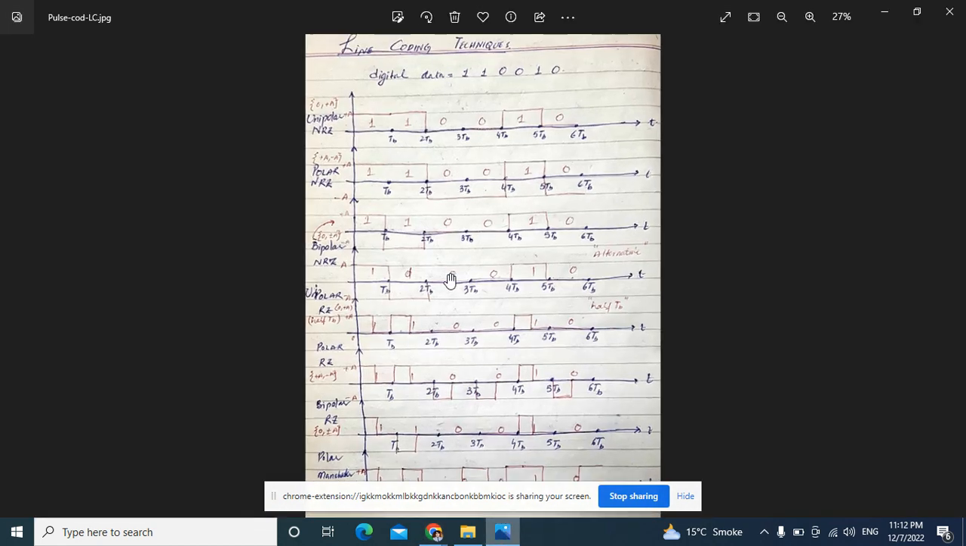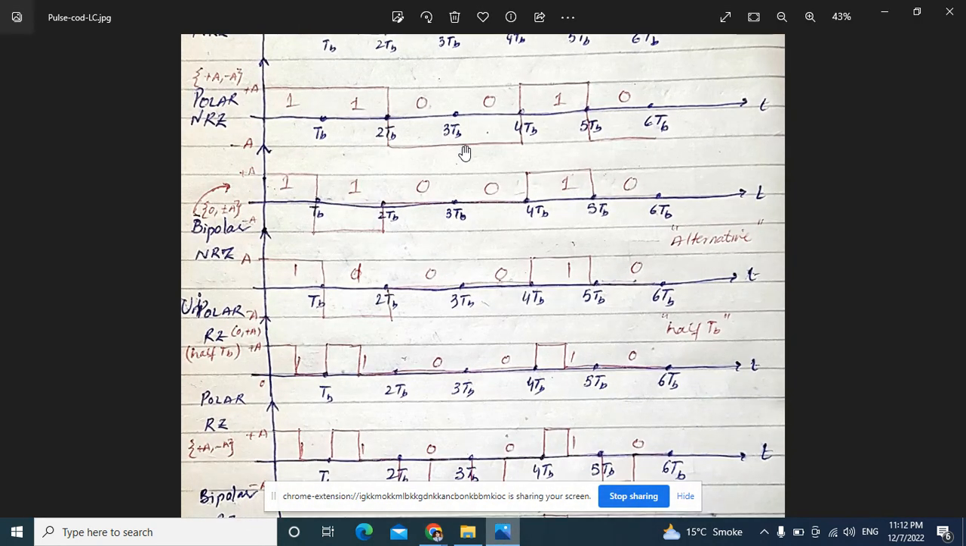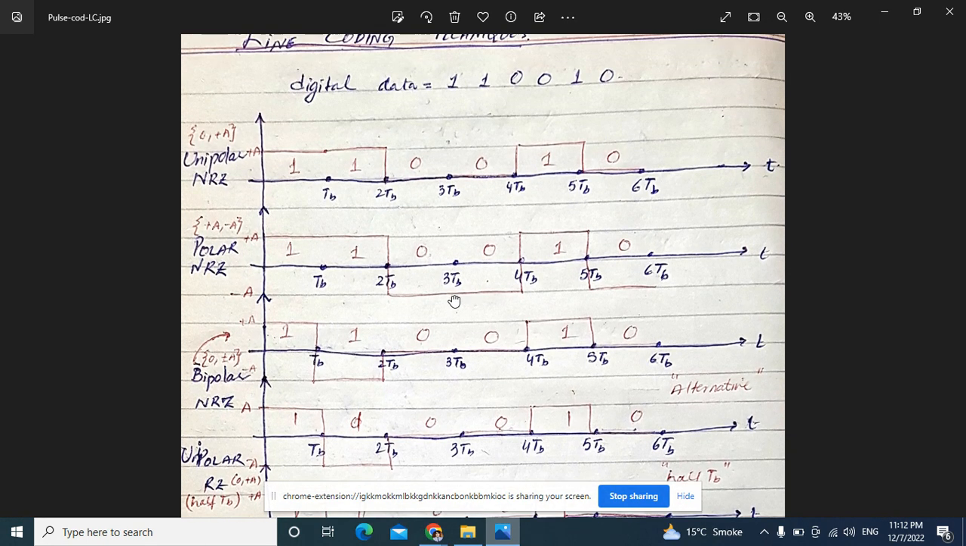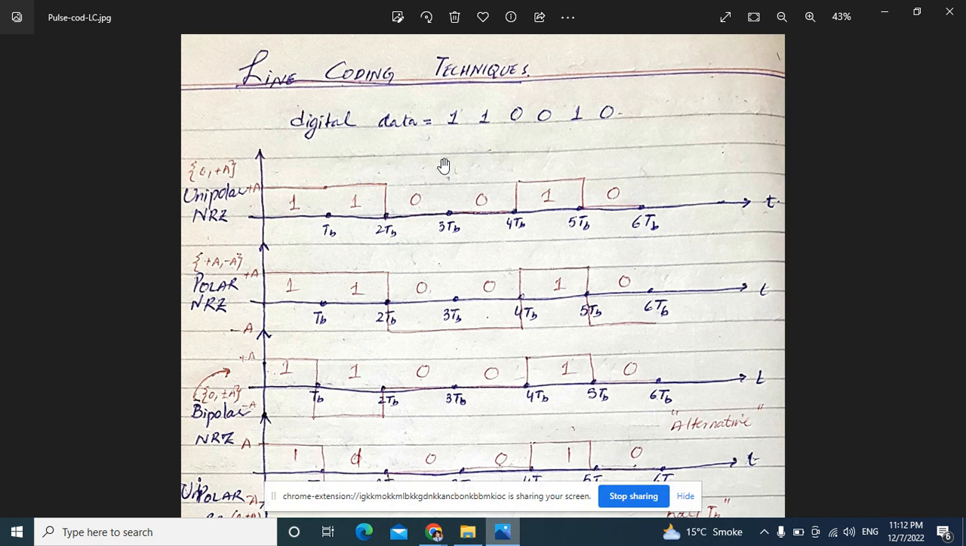In this session, we are going to discuss different types of line coding and pulse shaping techniques. For a given data, we can express how you can define different types of line coding techniques and how you can express the pulse shaping technique for the given digital data. For example, the digital data is given.